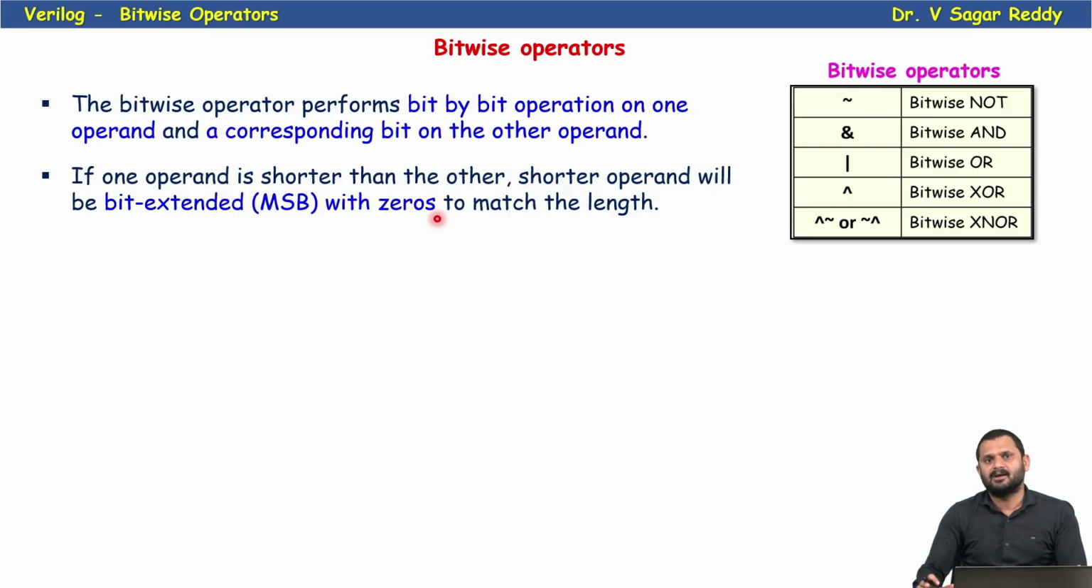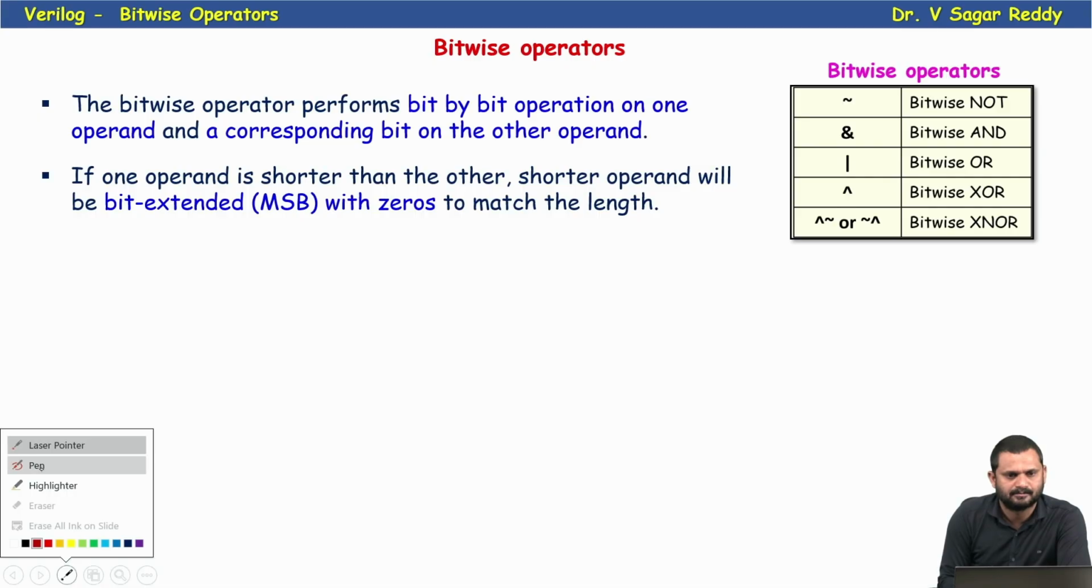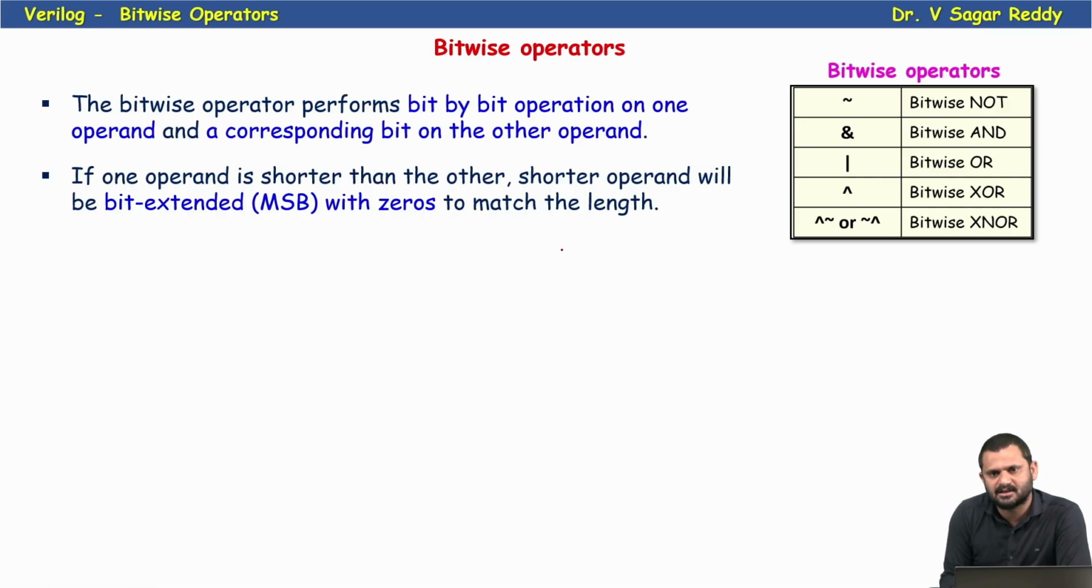So while performing this bitwise operation, both operands should be the same size because we are performing it bit by bit. Clear? For example, if one operand is 1010 and another operand is 010, here there are only 3 bits. So before performing the bitwise operation, you should extend the MSB with a 0 to match the length. After that only, you need to perform the bitwise operators. Clear? Right.